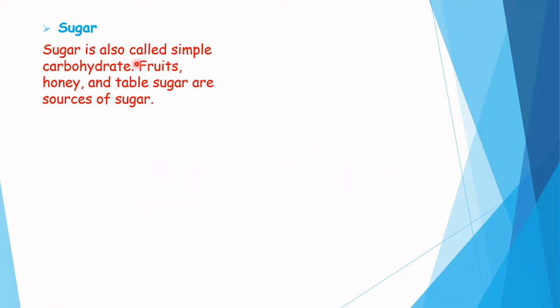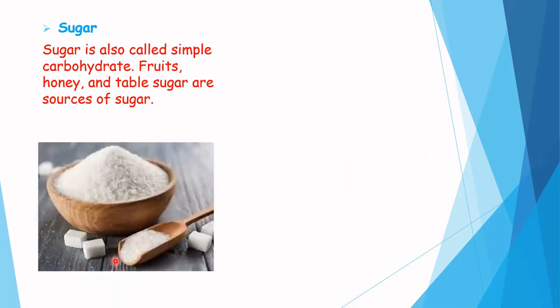Sugar is also called simple carbohydrate. Fruits, honey, and table sugar are some sources of sugar. Sugar is called simple carbohydrate because it is easy to digest. So this is the image of sugar.